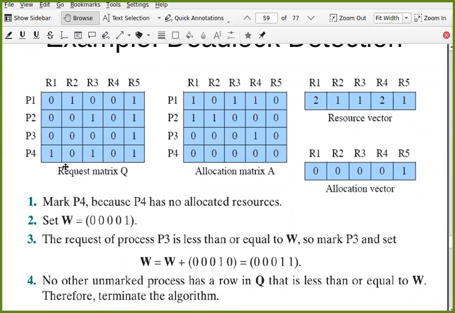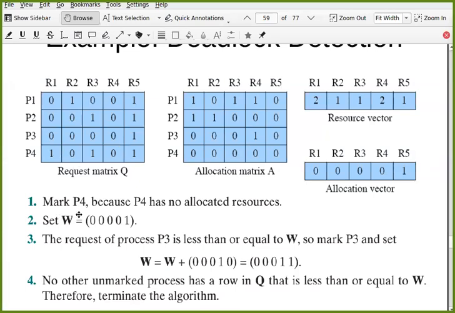Now, this is interesting. This is different. This is the request matrix. You can see that P1 still needs 1 unit of R2 and 1 unit of R5. P2 still needs 1 unit of R3 and 1 unit of R5. So that is the request matrix. So let us follow the algorithm.